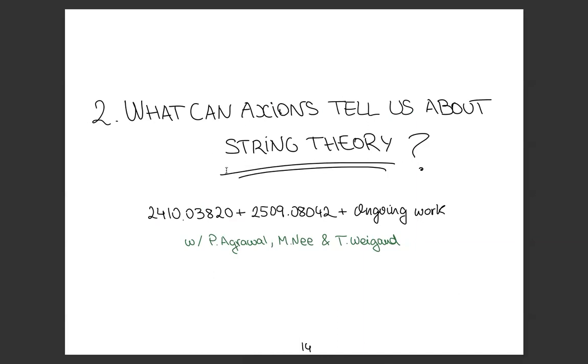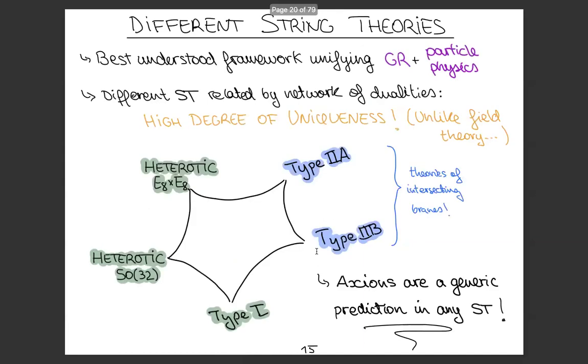So I also promised to say that axions can say also something about string theory, and this is based on these two papers plus ongoing work that I'm doing with Timo and Michael Nee. And this is the motivational slide that I don't need to emphasize a lot to this audience. But it's fair to say that probably the best understood framework unifying GR and particle physics that we have is given by string theory. And in the context of this talk, what I believe is quite interesting from the phenomenology point of view is that at least in the geometric regime, axions appear to be a quite generic prediction of string compactification.